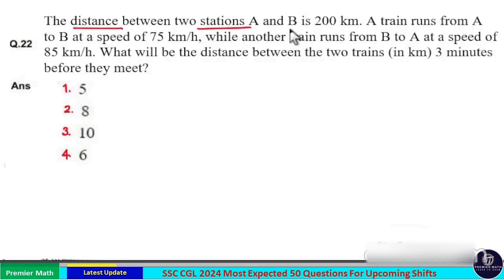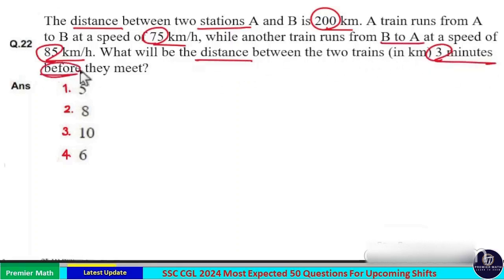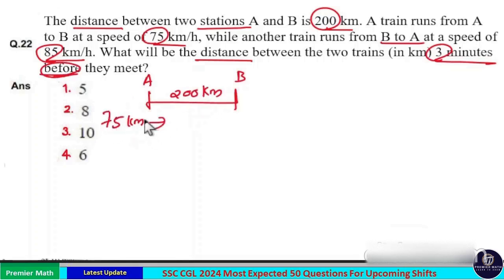The distance between two stations A and B is 200 km. A train runs from A to B at a speed of 75 km per hour, while another train runs from B to A at a speed of 85 km per hour. What will be the distance between the two trains 3 minutes before they meet? Here we have to find out the distance between these two trains 3 minutes before they meet.